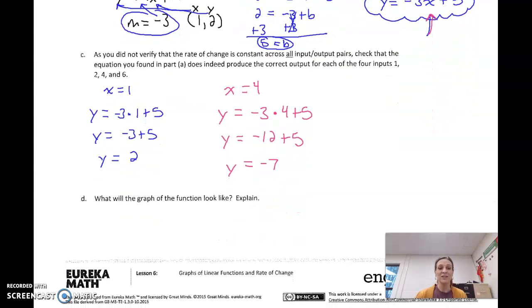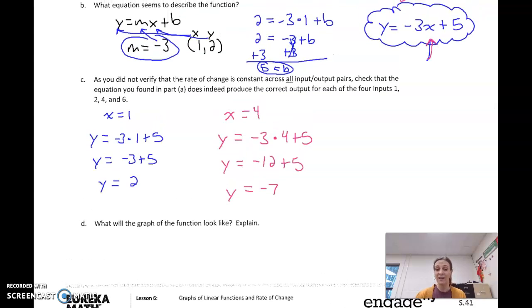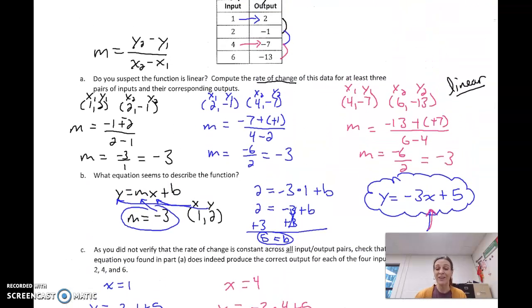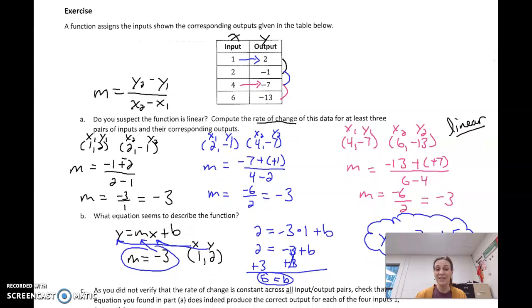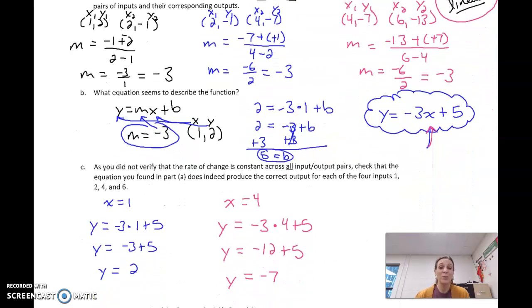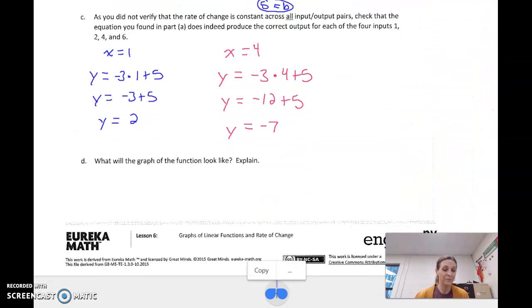The last question here says, what will the graph look like? Well, what type of equation function is it? It's linear, right? So if it's a linear function, what will the graph of a linear function look like? I know you're all thinking this. The graph will be a straight line.